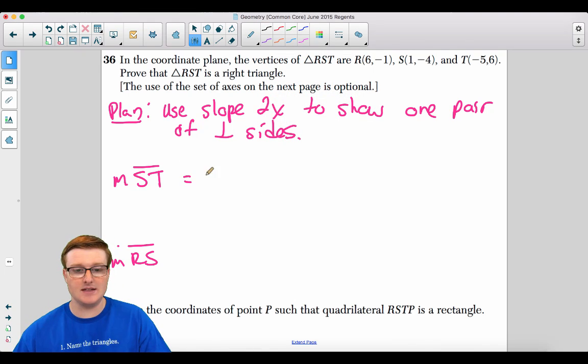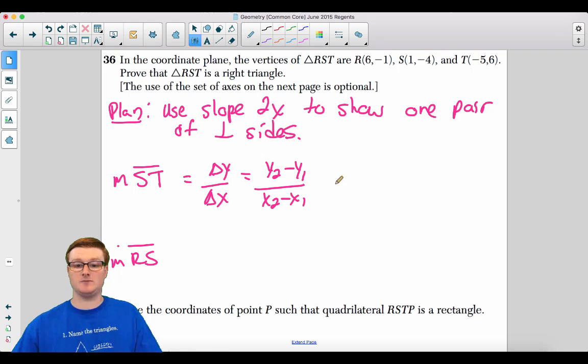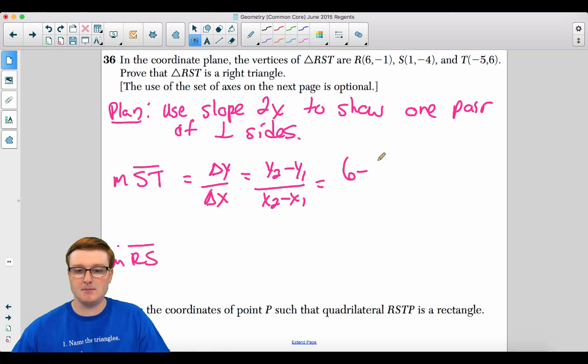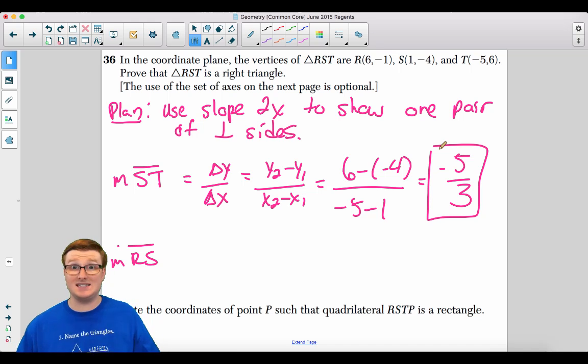So the slope of ST is equal to the change in Y over the change in X, which is Y2 minus Y1 over X2 minus X1. That's your slope formula, folks. That is equal to 6 minus -4 over -5 minus 1, which is equal to -5/3. That's the slope of ST.